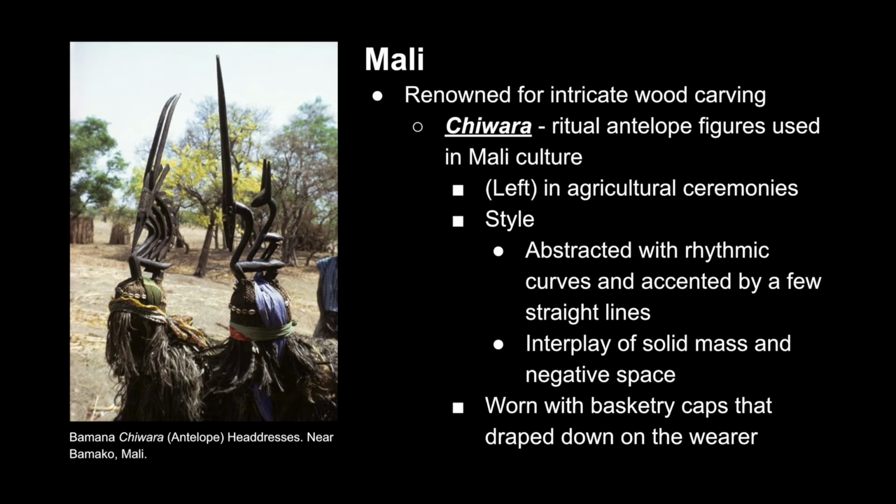Looking at Mali, we see that they're renowned for their intricate wood carvings. Primarily, we see this in chiwaras, which are ritual antelope figures used in Mali culture. The example that we see pictured here is actually used in agricultural ceremonies. Stylistically, they're very abstracted with rhythmic curves that are then accented by few straight lines. There's also an interplay of solid mass and negative space being utilized in these forms. Oftentimes, chiwara headdresses are actually worn with basketry caps that are draped down the wearer.